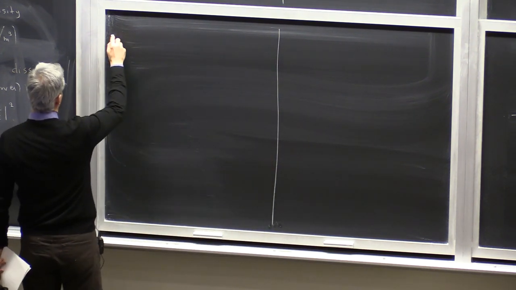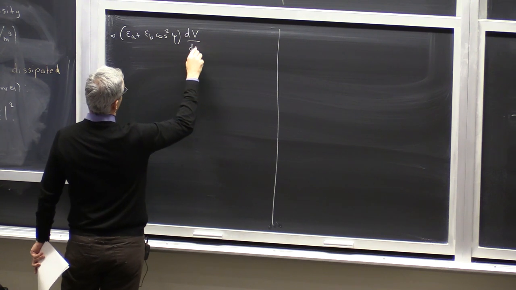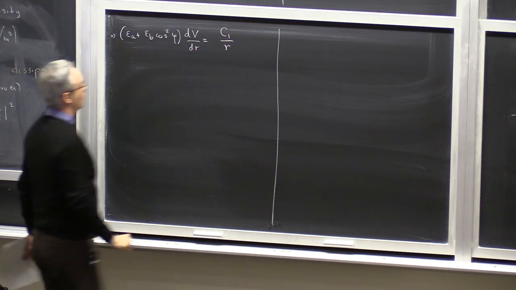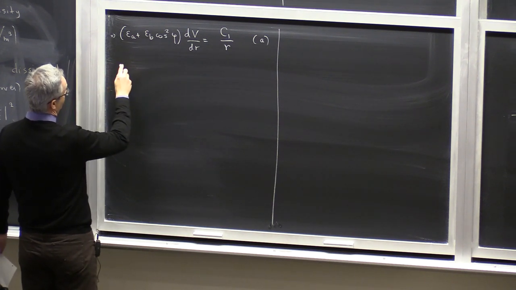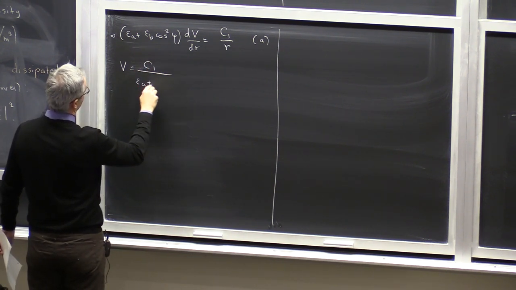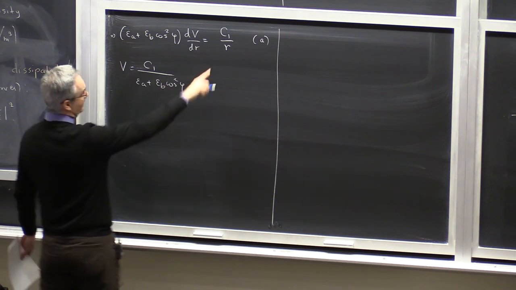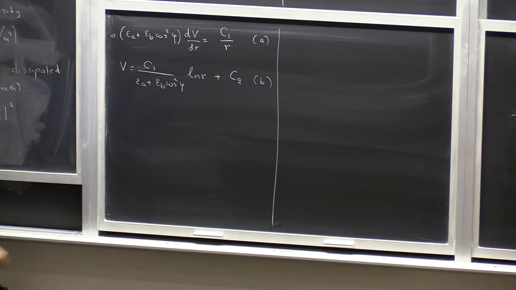And then I have that epsilon alpha plus epsilon b cosine squared phi dv over dr is equal to c1 over r. In fact, this is by itself an important equation. And then I integrate this once more. The integral of 1 over r is the logarithm. And then I have one more constant. So I don't forget the constants. I will determine them from the boundary conditions.